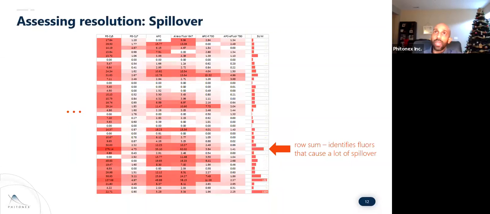And whenever we're designing a panel, we have to deal with spread, and an easy way to visualize and conceptualize that spillover spread is by looking at the spillover spread matrix that's generated by FlowJo whenever we perform compensation. Essentially, we can use the row sums from that spillover spread matrix to identify fluorophores that cause a large amount of spillover and cause us to lose resolution within our multicolor panel. Once we identify those fluors, then we can develop a plan to really improve them and improve our panel.